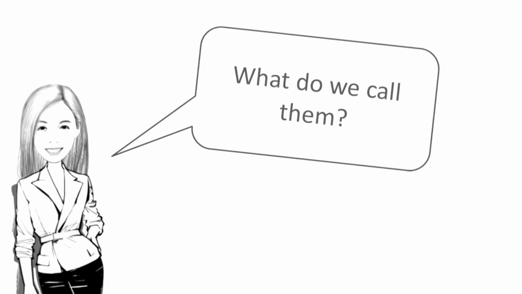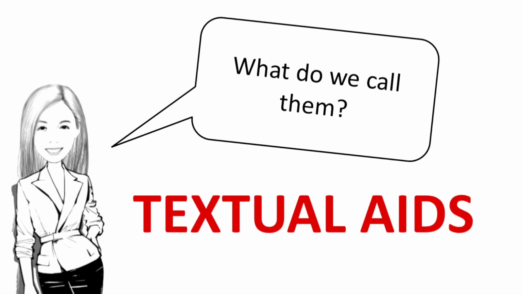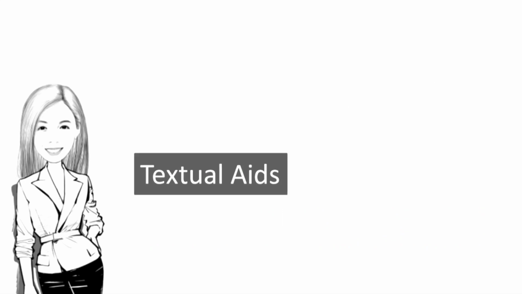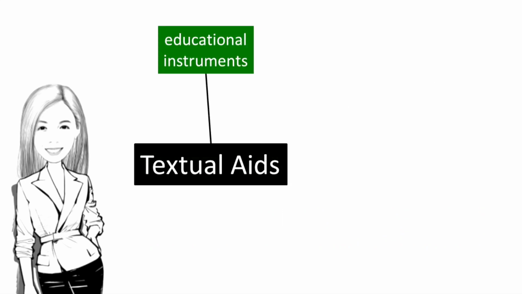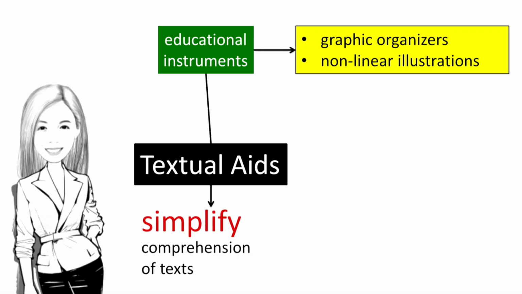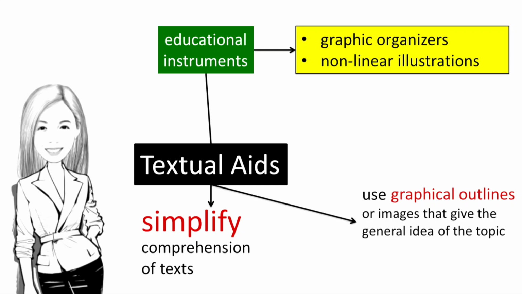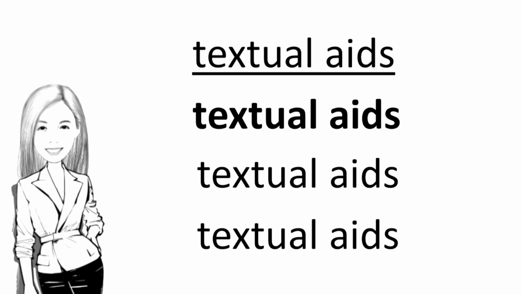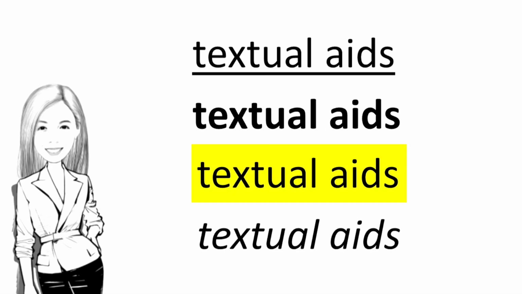And what do we call them? They are textual aids. If you're not too familiar with that term, let's see what it means. Textual aids are educational instruments like graphic organizers and nonlinear illustrations. Textual aids simplify comprehension of texts. They also use graphical outlines or images that give the general idea of the topic. And some examples of simple textual aids that can be used by anyone easily are underlining, bolding, highlighting, and italicizing.